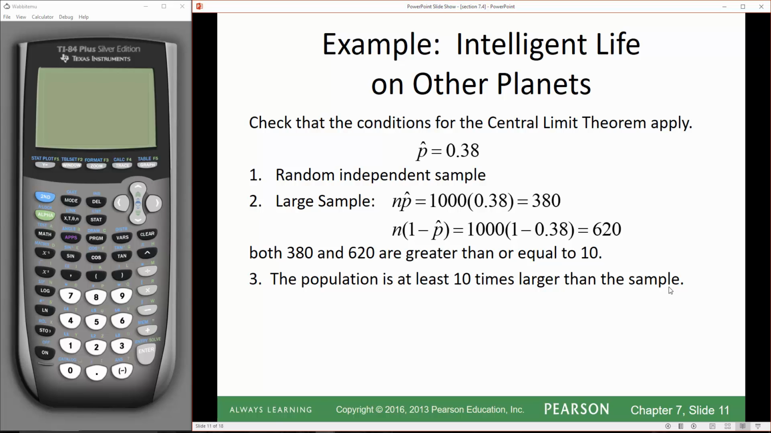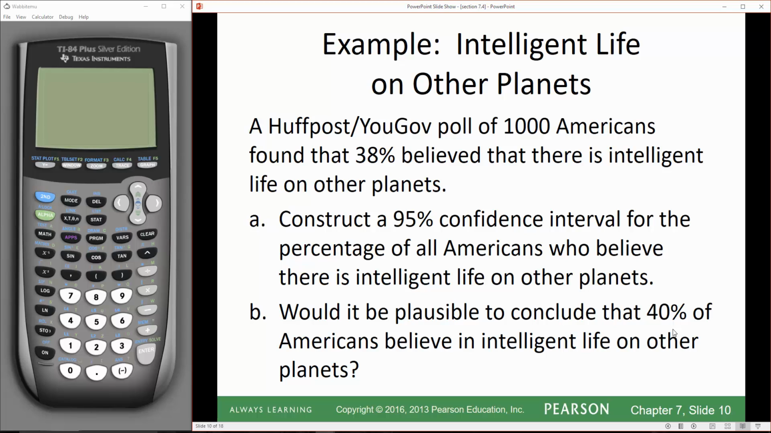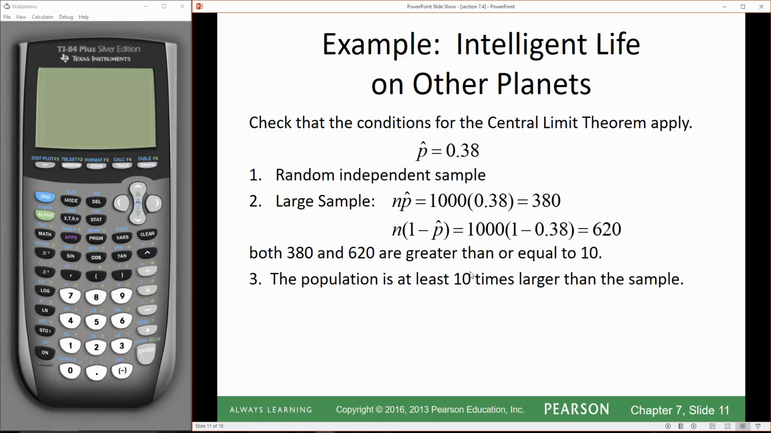So I have a p hat of 0.38. One, we do have a random independent sample. Number two, do we have a large sample? And we do. If I take n times p hat or n times q hat, I get some large values that are greater than or equal to 10. And we would assume here that the population would be at least 10 times greater than my sample, because the population here would be all Americans. So we can definitely assume that there's more than 10 times 1,000, so more than 10,000 Americans. So we're good with all of those criteria.